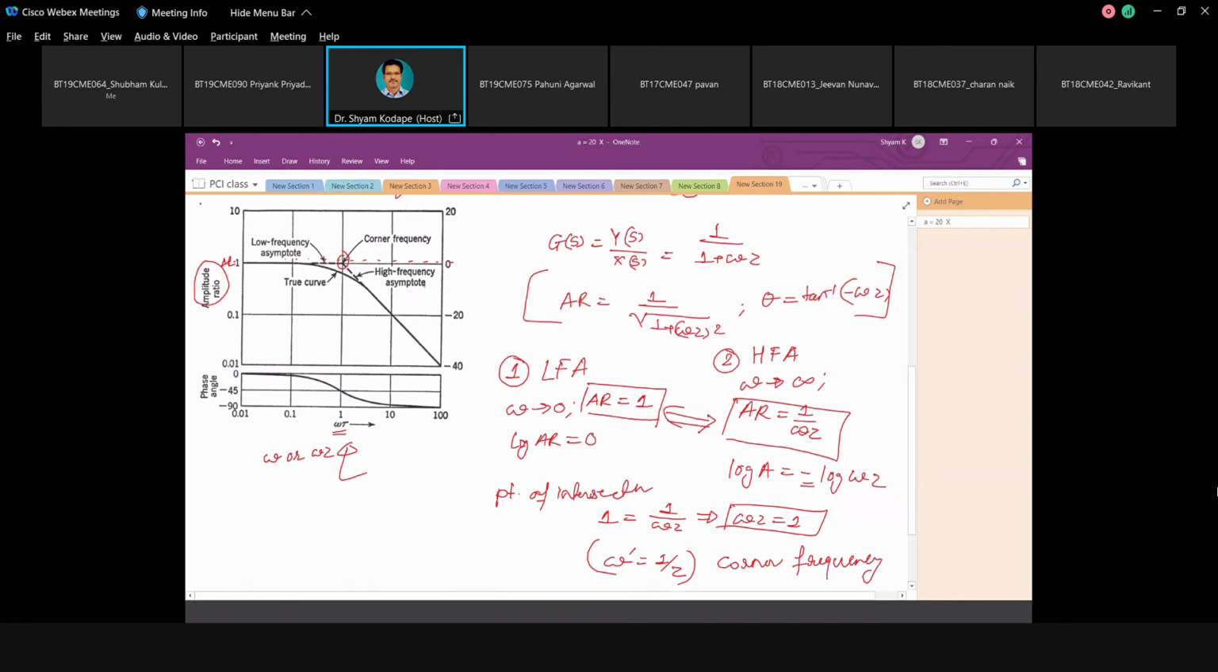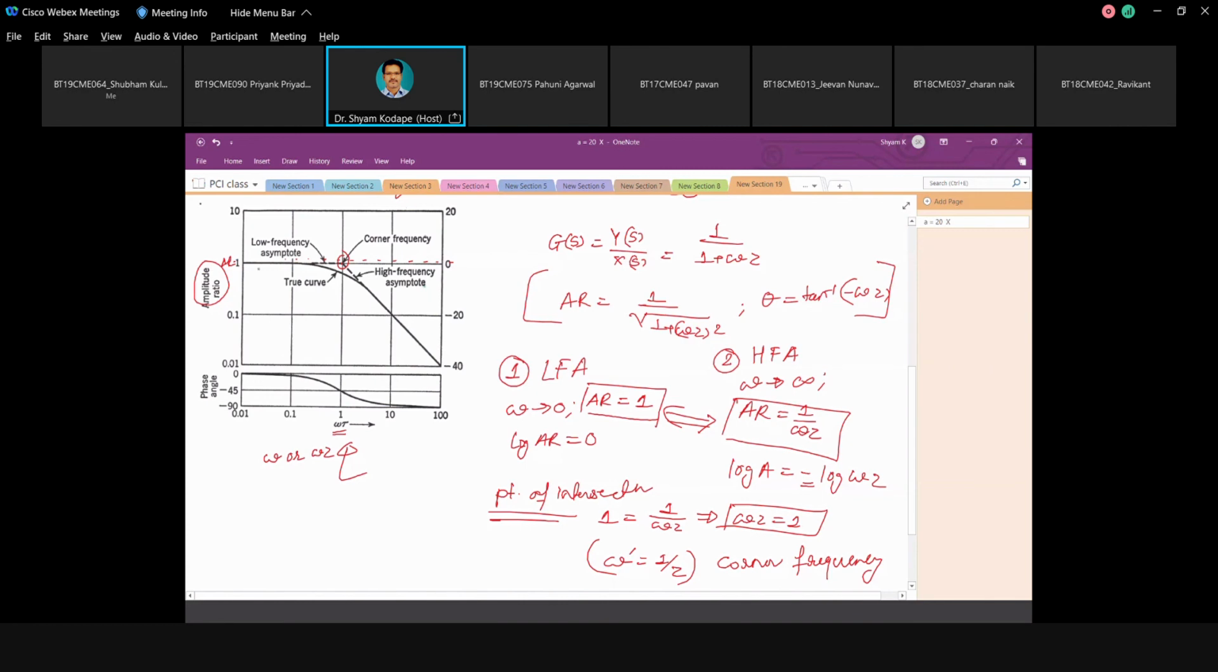So how will you draw it? You will draw the horizontal line at AR is equal to 1. You will identify the corner frequency. Before that we go for the high frequency asymptote, which gives the line AR is equal to 1 upon omega tau. Its slope is negative. At what point it will intersect the lower frequency asymptote, we can identify with the point of intersection, where omega tau is equal to 1. So you will put a point over here and draw the line diagonally, freehand, and the asymptote will move out.